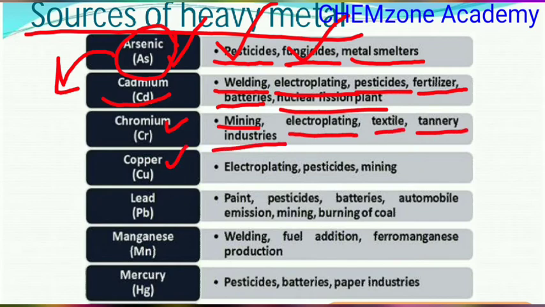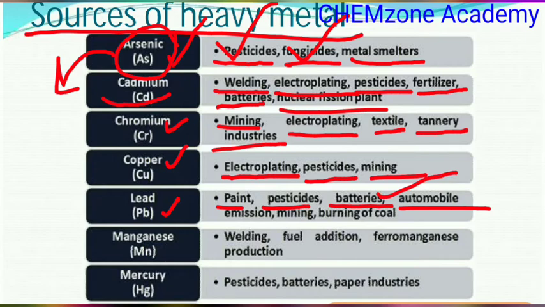Okay, then copper. It's very important actually. Electroplating, pesticides, and mining. Lead: paint, pesticides, batteries, automobiles. Everybody knows about the use of lead in batteries. Emissions, mining, and burning of coal. The burning of coal is also a huge source of lead. Also, when petrol is used in a bike, a non-knocking substance is eliminated in the air, and that creates some respiratory problems. So you have to understand that.